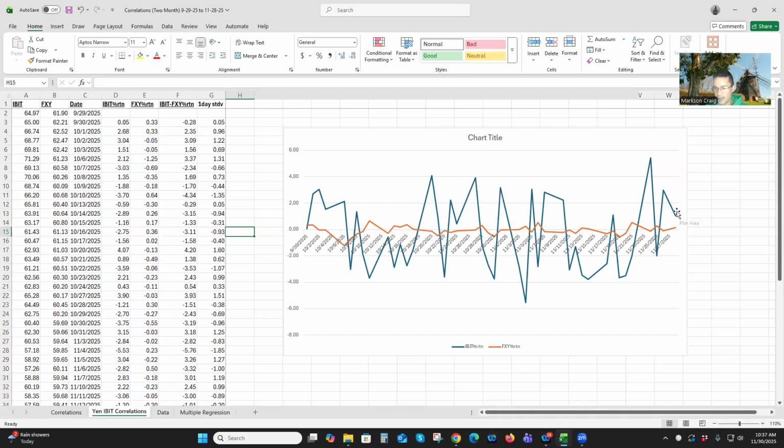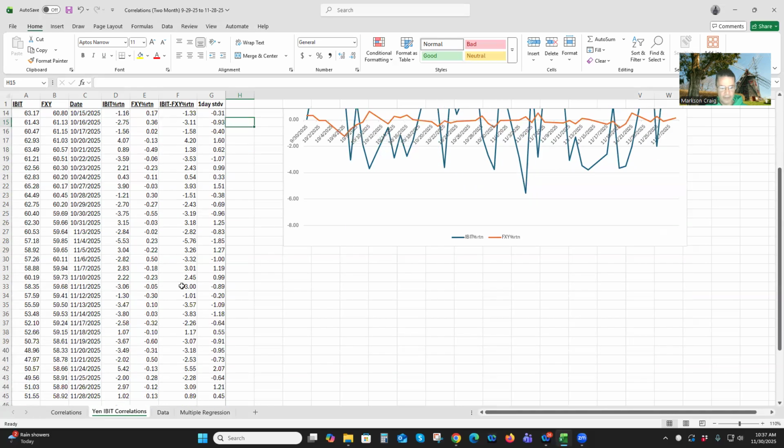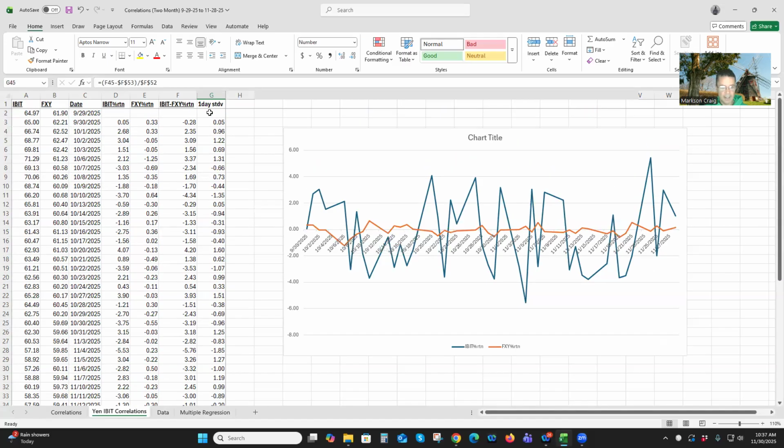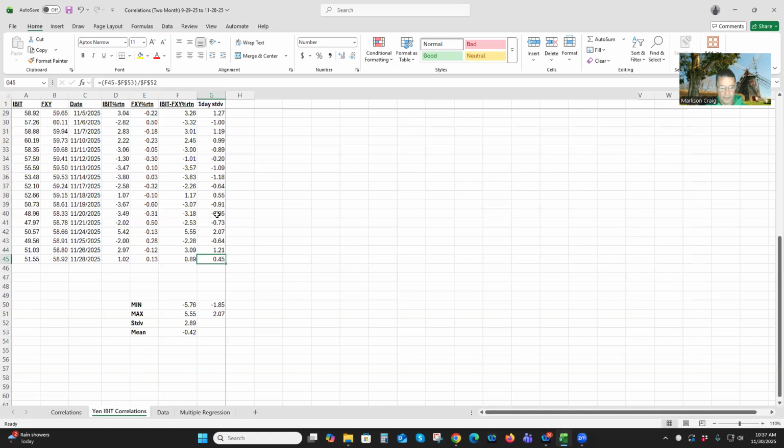And we see on the far right, this was the close on November 28th. You see IBIT or Bitcoin is slightly overvalued right now based on the correlation with 2 months worth of data. And if you go down to the bottom here, a negative number would mean that IBIT or Bitcoin is undervalued, and a positive number would mean that it's overvalued. And the standard deviation is 2.89. The far column on the right tracks the daily standard deviations.